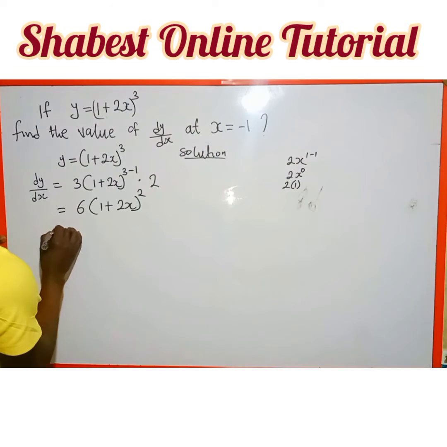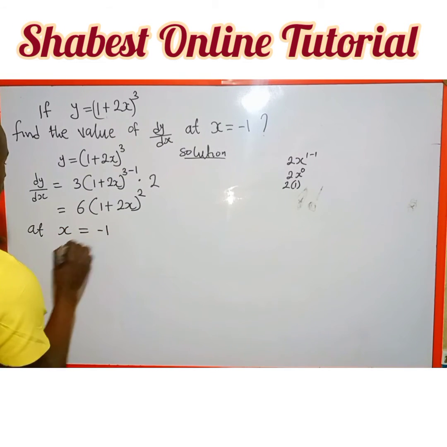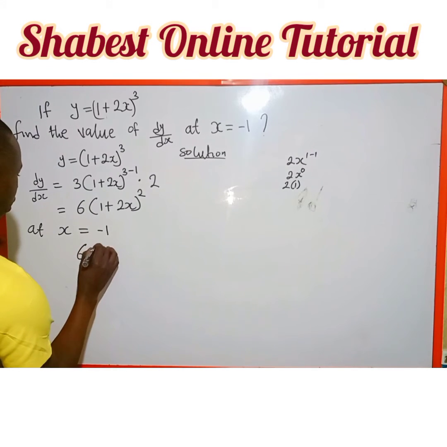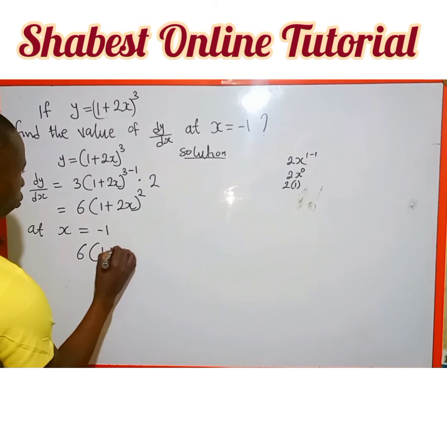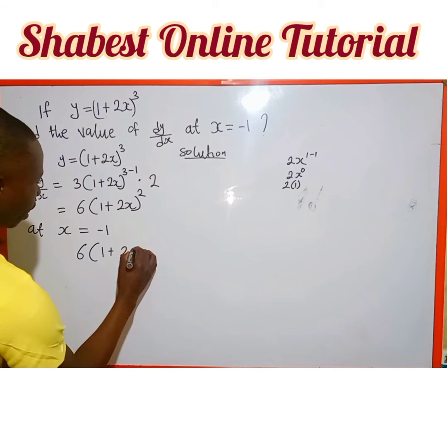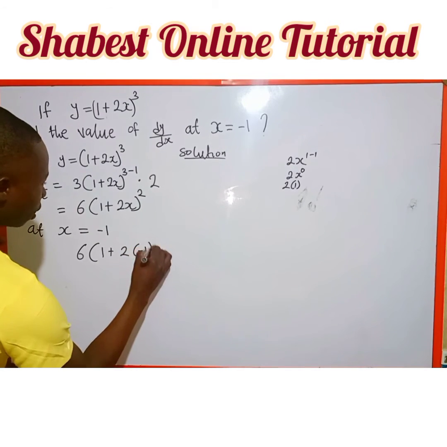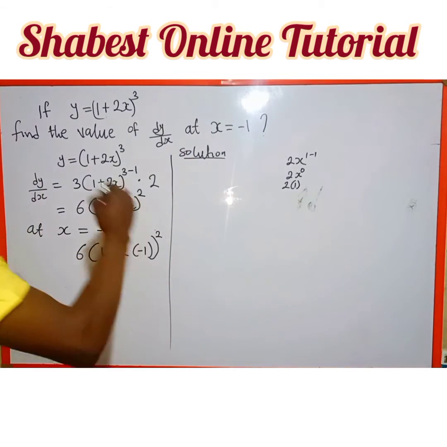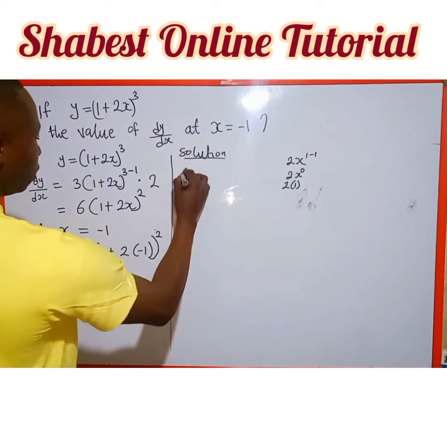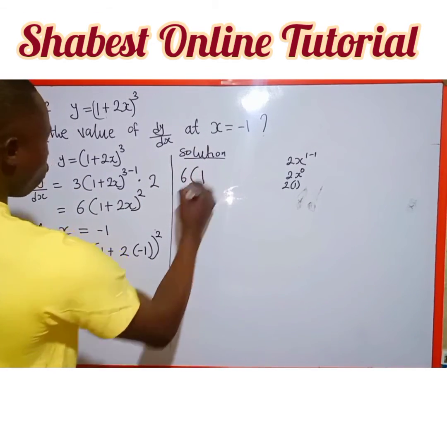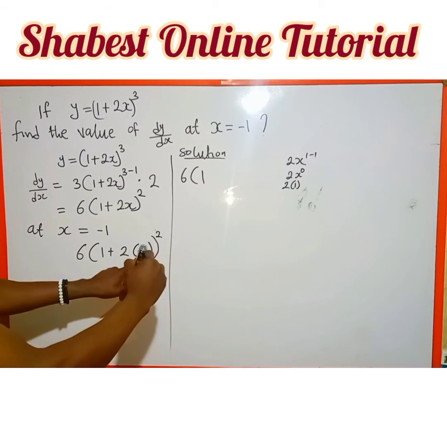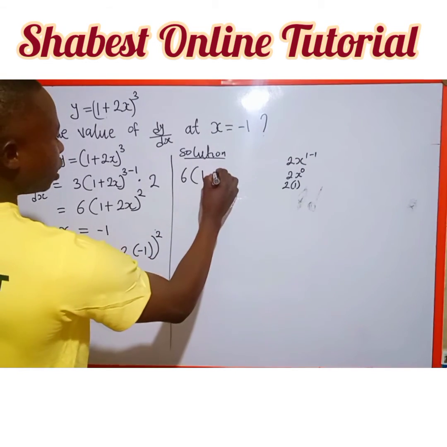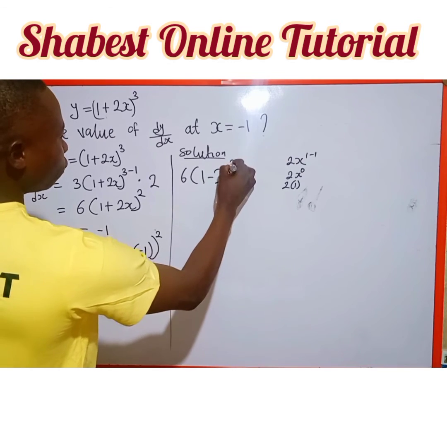So we are going to have, at s equal to -1, 6 into the bracket of 1 plus 2, in place of s I'll substitute -1, then all to the power of 2. So we can evaluate this: 6 into the bracket of 1, then 2 multiplied by -1 will give me -2, all to the power of 2.